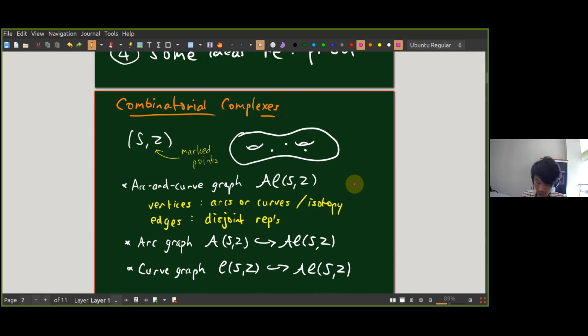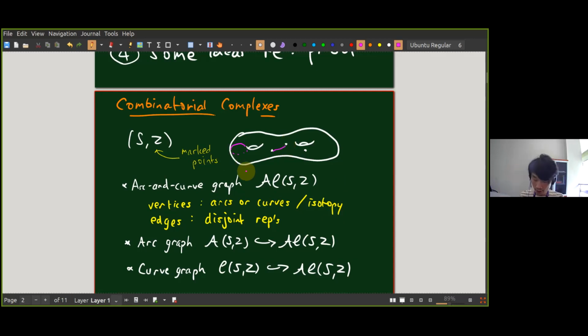Let me just show you what a curve is. For me, a curve is going to be something like this: an embedded copy of the circle that cannot be homotoped to one of the marked points. I want to consider these up to isotopy, so if I slide it around, I consider it to be the same. I can also consider arcs, and my requirement for arcs is that the endpoints have to be at the marked points. Again, I'm allowed to homotope them around, but the endpoints must remain fixed at all times.